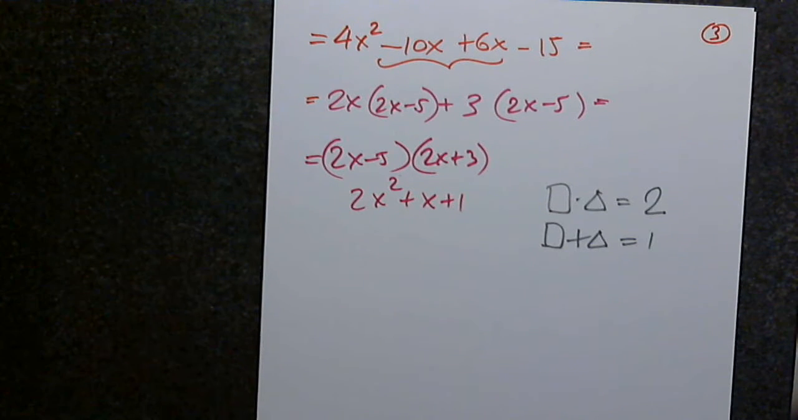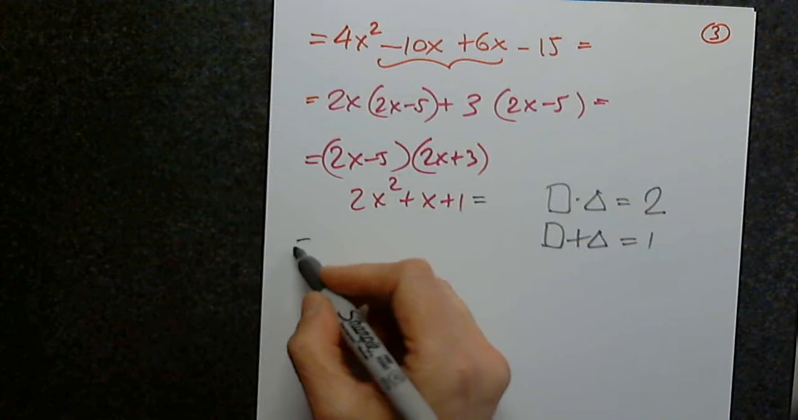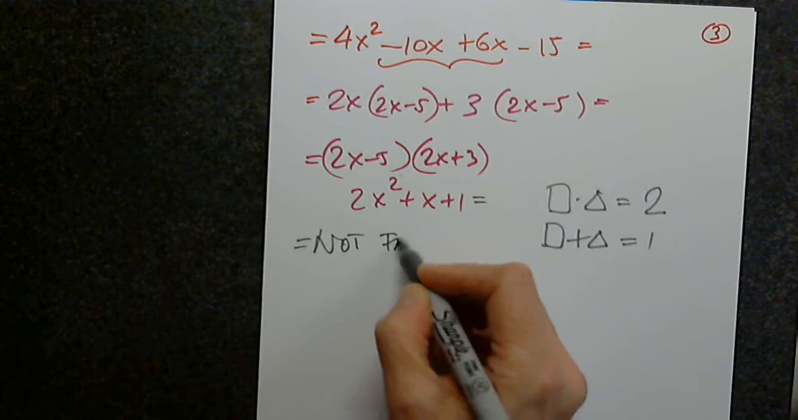So since the product is positive, I'm expecting either two positive numbers or two negative numbers. But since the sum is positive, they cannot be both negative, correct? They both have to be positive. So can I find two positive numbers whose product is 2 and whose sum is 1? The answer is no. So what do I write? Not factorable.